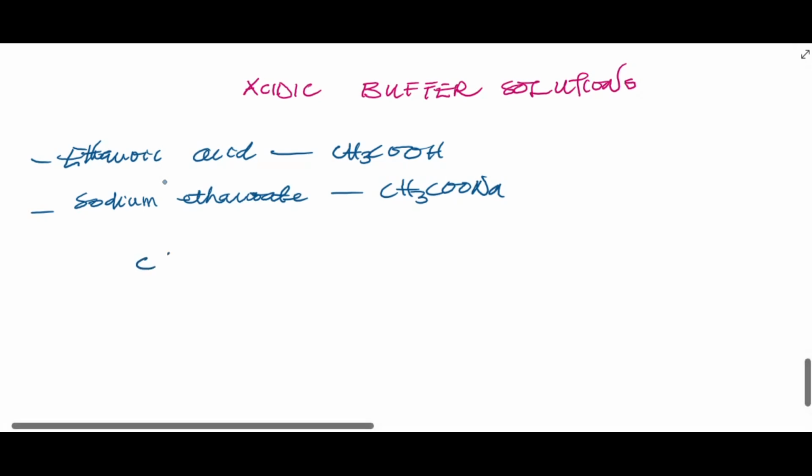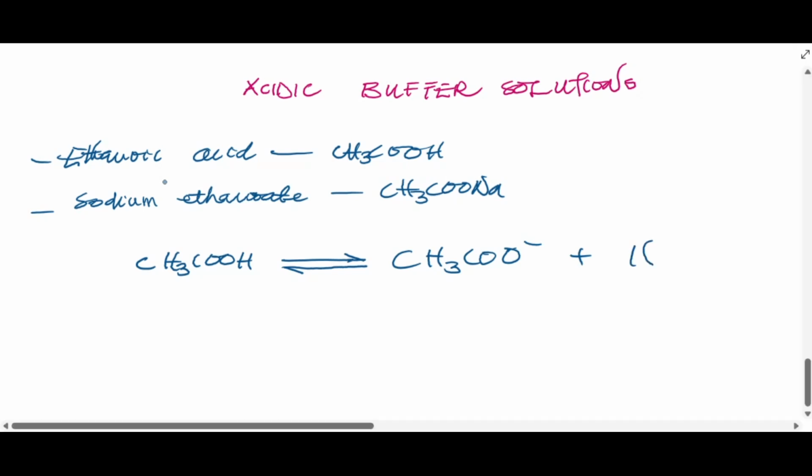So that equation is going to be CH3COOH. So remember, ethanoic acid is a weak acid, so it means the reaction will be a reversible reaction because there will be an equilibrium establishment between ethanoic acid and the ions that are formed, which are CH3COO minus and hydrogen ion.